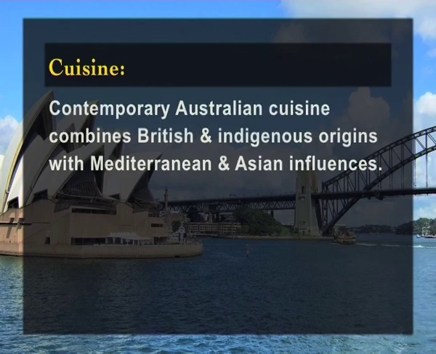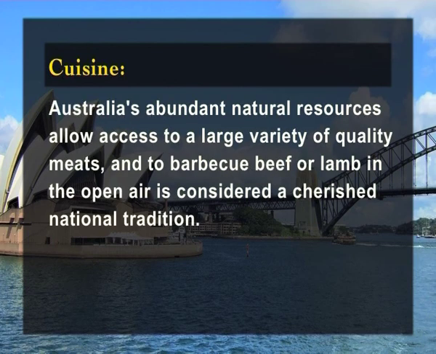Cuisine. Contemporary Australian cuisine combines British and indigenous origins with Mediterranean and Asian influences. Australia's abundant natural resources allow access to a large variety of quality meats, and to barbecue beef or lamb in the open air is considered a cherished national tradition.